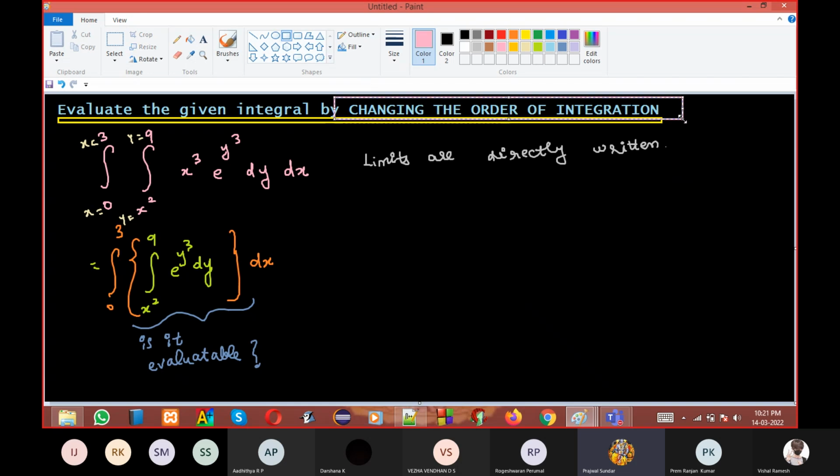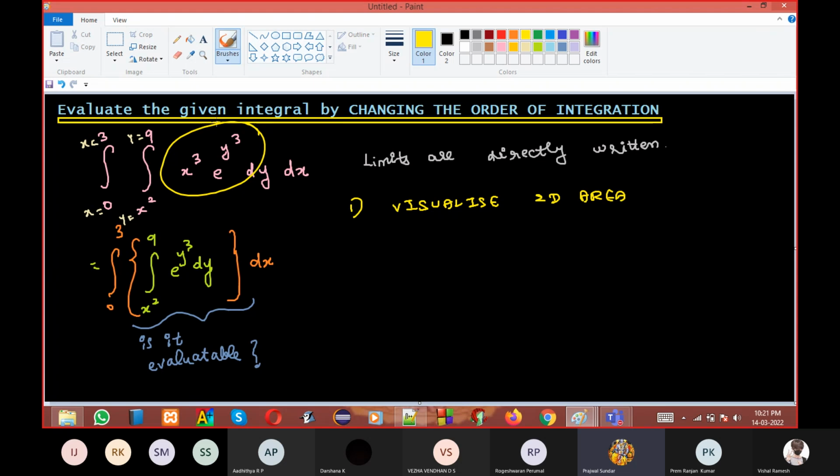That is why we are bringing this concept. Let's understand what it is. The first step is to visualize the limits. Visualize the 2D area. This is the height function; we are calculating volume, but we don't have to worry about that. We will visualize the 2D area. How? Draw the diagram. You are drawing y equal to x squared, y equal to 9, x equal to 0, x equal to 3. Draw all these 4 curves first.